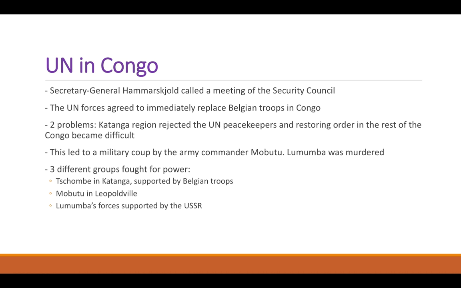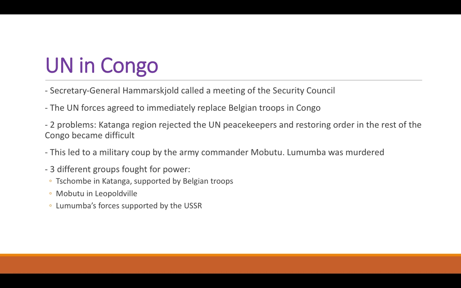So there were two problems. One was that the Katanga region rejected the UN peacekeepers, and restoring order in the rest of the Congo became difficult. They said, we do not accept United Nations peacekeepers in Katanga. Katanga blocked itself from the rest of the Congo. This led to a military coup by the army commander Mobutu, and Lumumba was caught and murdered. So the situation just got out of control.